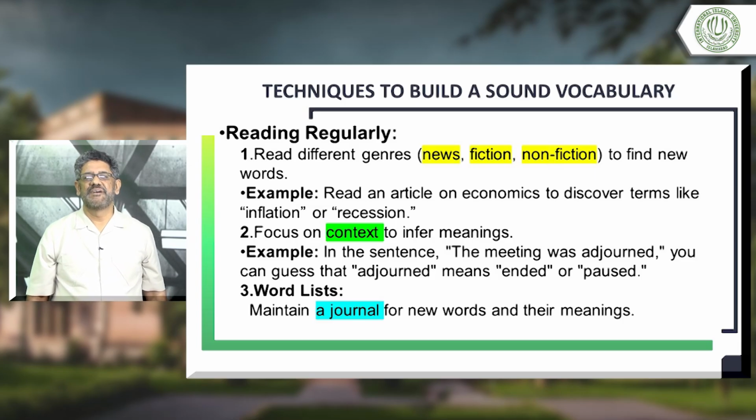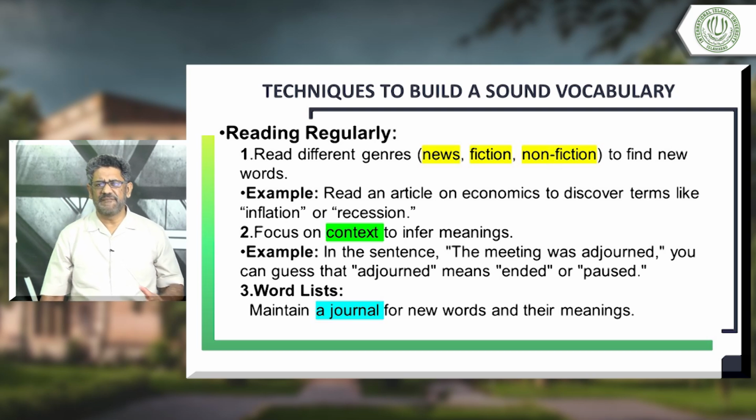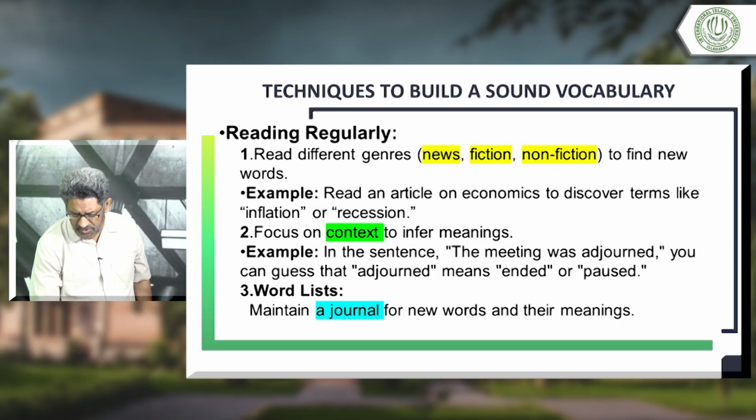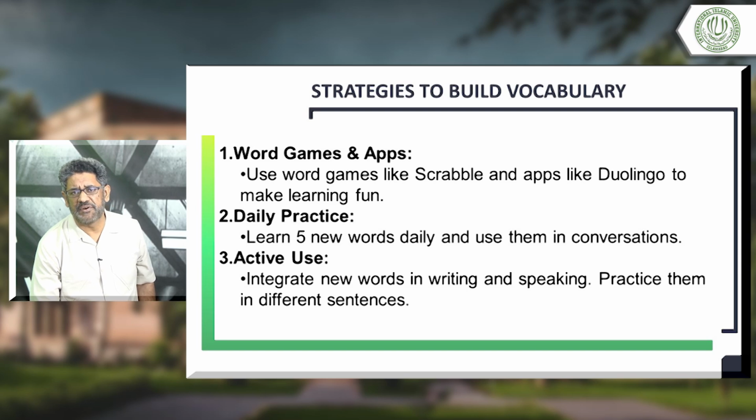Word lists. Maintain a journal for new words and their meanings. Why? So that when you have maintained 200 words, 300, you know these words I have learned and I need to know more words, their meanings, their usage, their pronunciations. If you keep a record, then you'll say, okay, now by the end of this year I have learned 500 words and I need to learn some new words. You can keep a record in your mobile phone, you can keep a record in your computer also. That would make it easy if you don't want to write and make a journal.